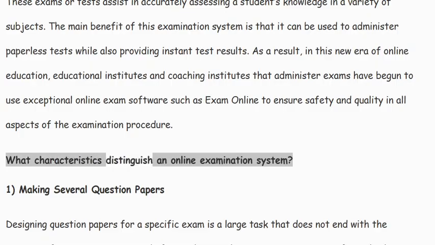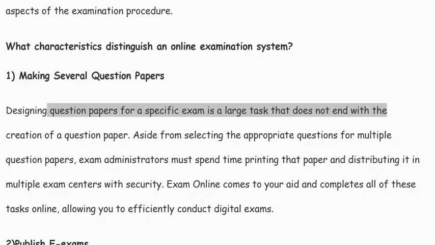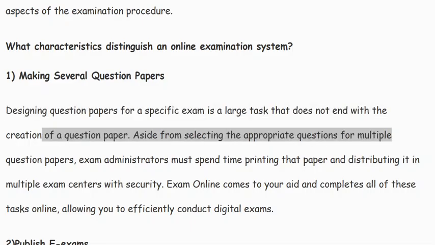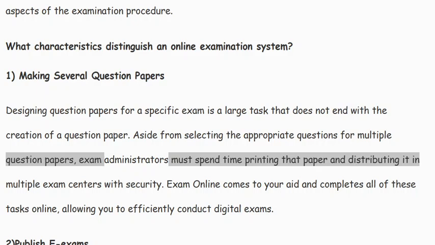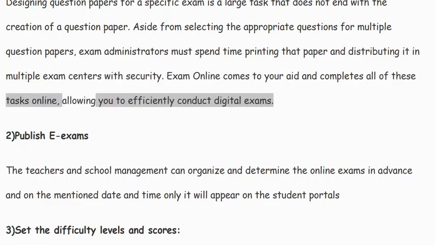What characteristics distinguish an online examination system? 1. Making several question papers. Designing question papers for a specific exam is a large task that does not end with the creation of a question paper. Aside from selecting the appropriate questions for multiple question papers, exam administrators must spend time printing that paper and distributing it in multiple exam centers with security. Exam Online comes to your aid and completes all of these tasks online, allowing you to efficiently conduct digital exams.